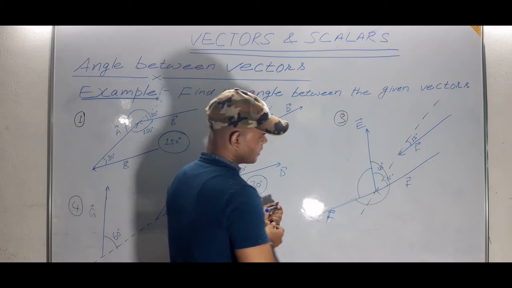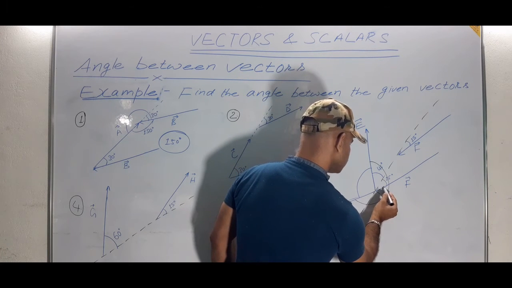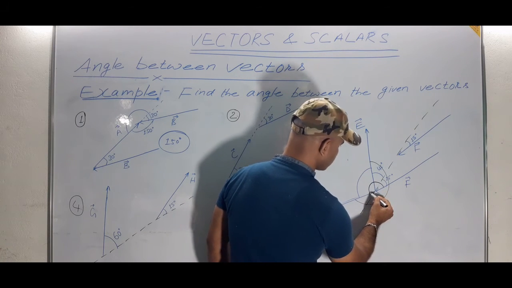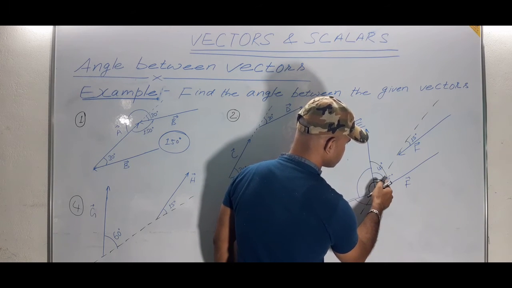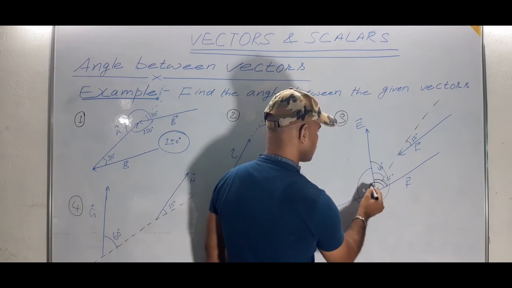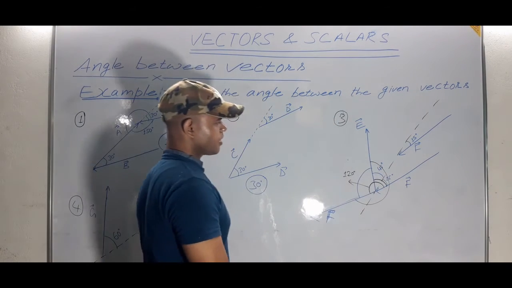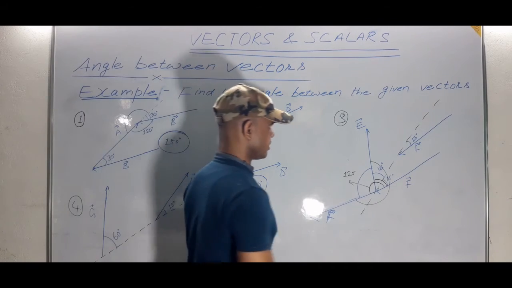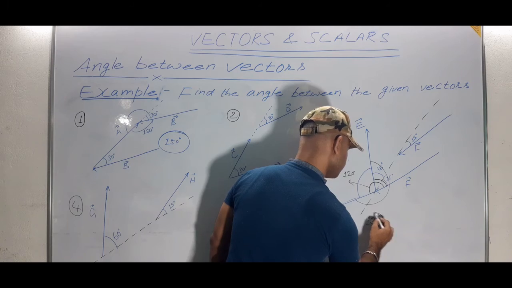So what will be this angle? What will be this angle? So this total from this line till this line, this total is 180 degree, and this much is 45 plus 15, 60 degree. So how much is this? 120 degree, right? Total is 180 degree. So this one is 120 degree. So the angle between E vector and F vector is 120 degree.